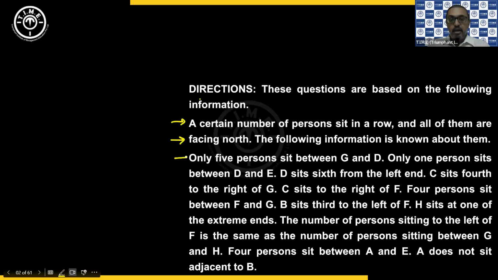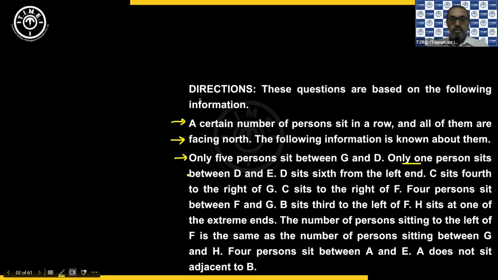Okay. Now, only 5 persons sit between G and D. So you can have G here, then 1, 2, 3, 4, 5, and then D here. Or you can exchange also, and you can have D here, then 1, 2, 3, 4, 5, and then you can have G here. So only 5 persons sit between G and D.